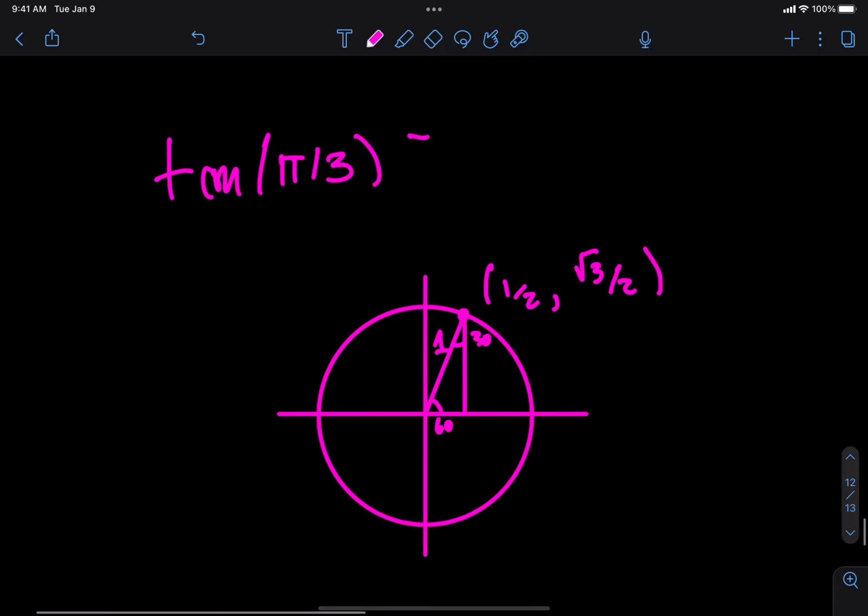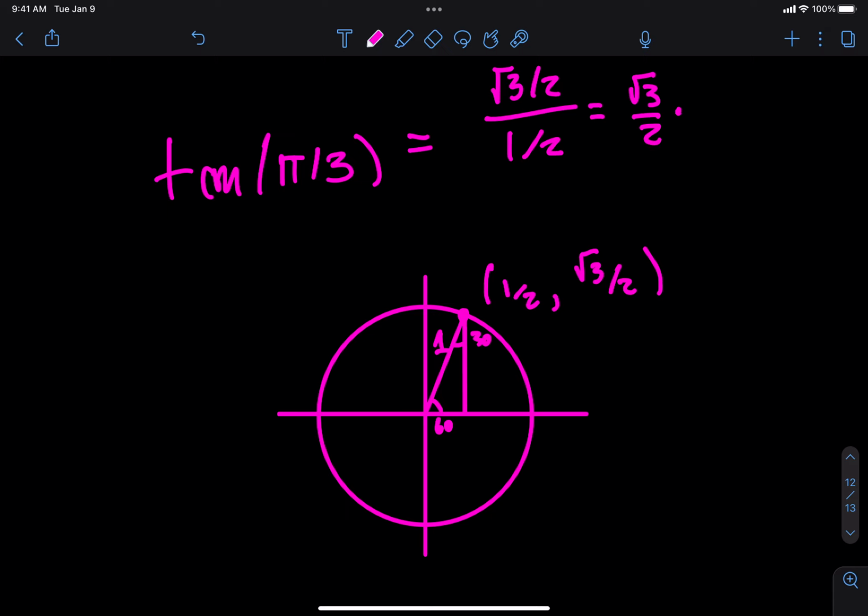So what is tangent's job? It takes an angle and gives us back what? Yeah, y over x, where y is the y-coordinate of the point here, and x is the x-coordinate of this point here. So what do I get? Square root of 3 over 2 divided by 1/2, which is the same as square root of 3 over 2 times what fraction? 2 over 1. We take the reciprocal, right? So it's reciprocal, and I get, as a result, square root of 3.